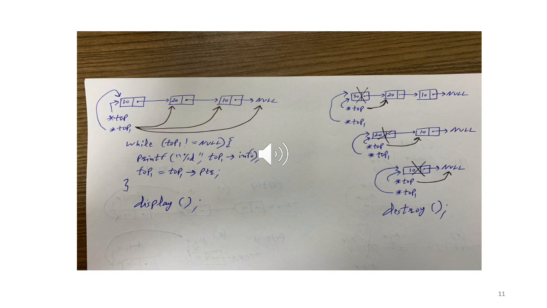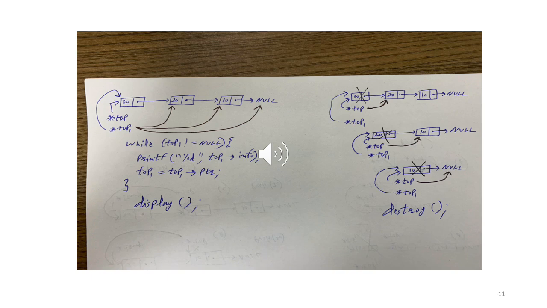So top one is equal to top. Top one also points to 20, right? And now top is top arrow PTR. Now top points to 10, and we free top one. So now we have a single node. Top is pointing to that. Is top null? It's not.